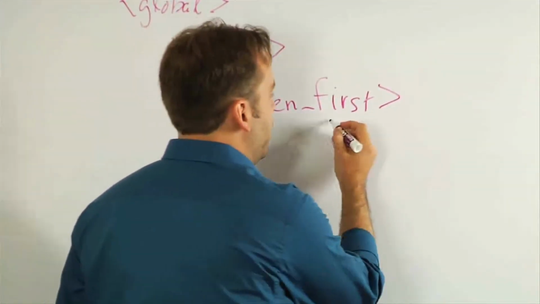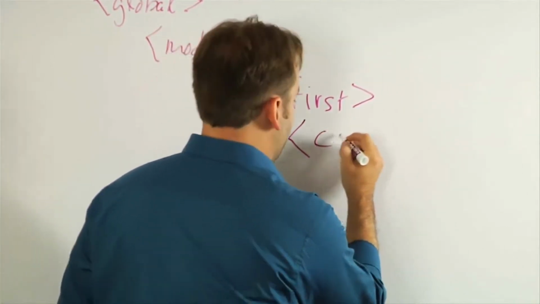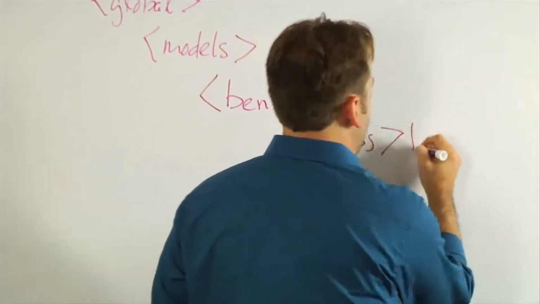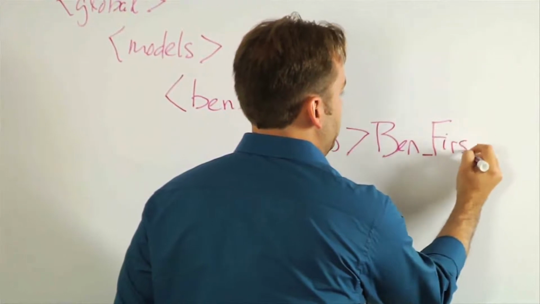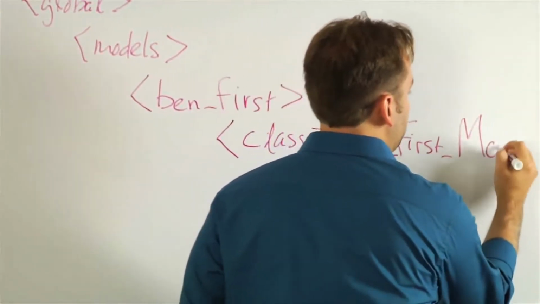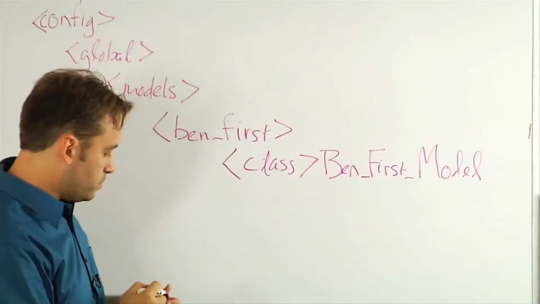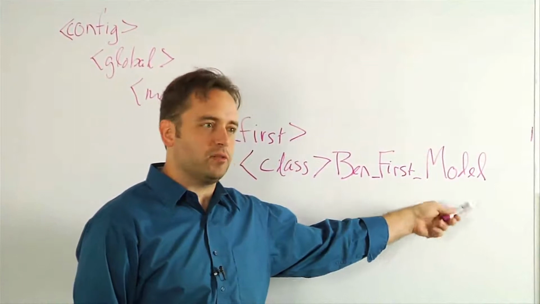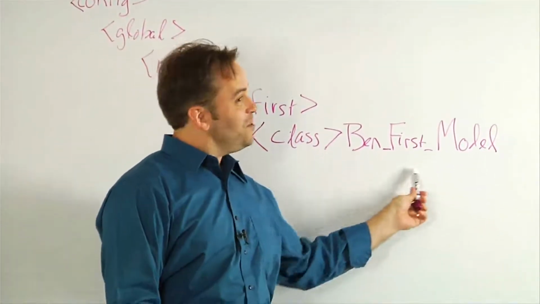So of course then in here I would specify, thank you class, thank you class, and then of course Ben first model. Okay? Just because I want to do like everyone else in Magento and keep my models in a model folder. And this is the path, remember?